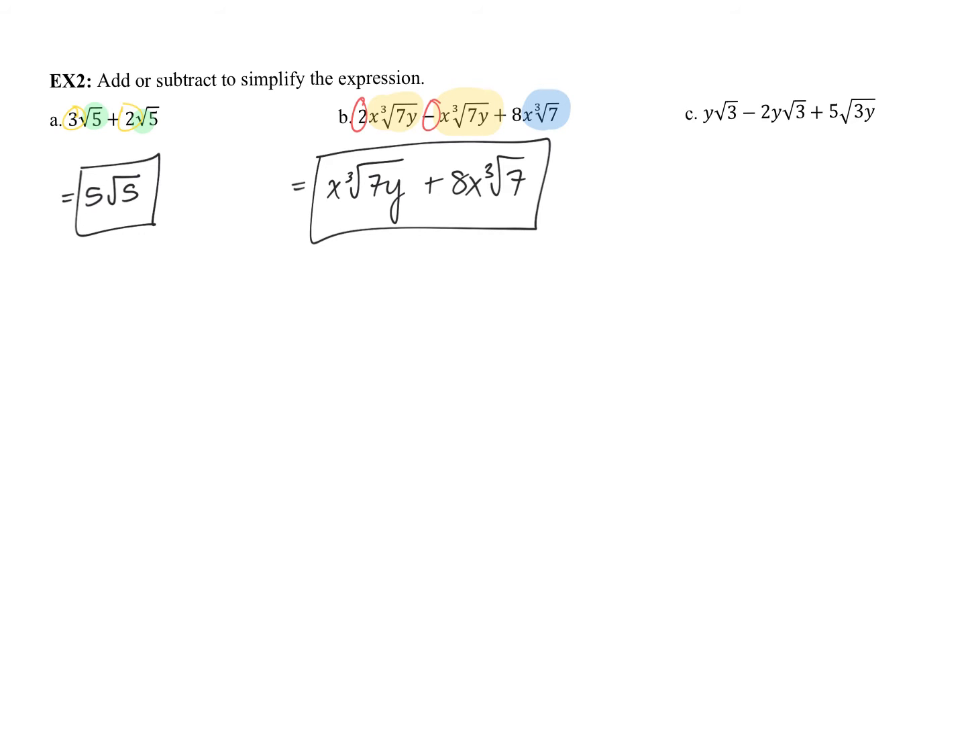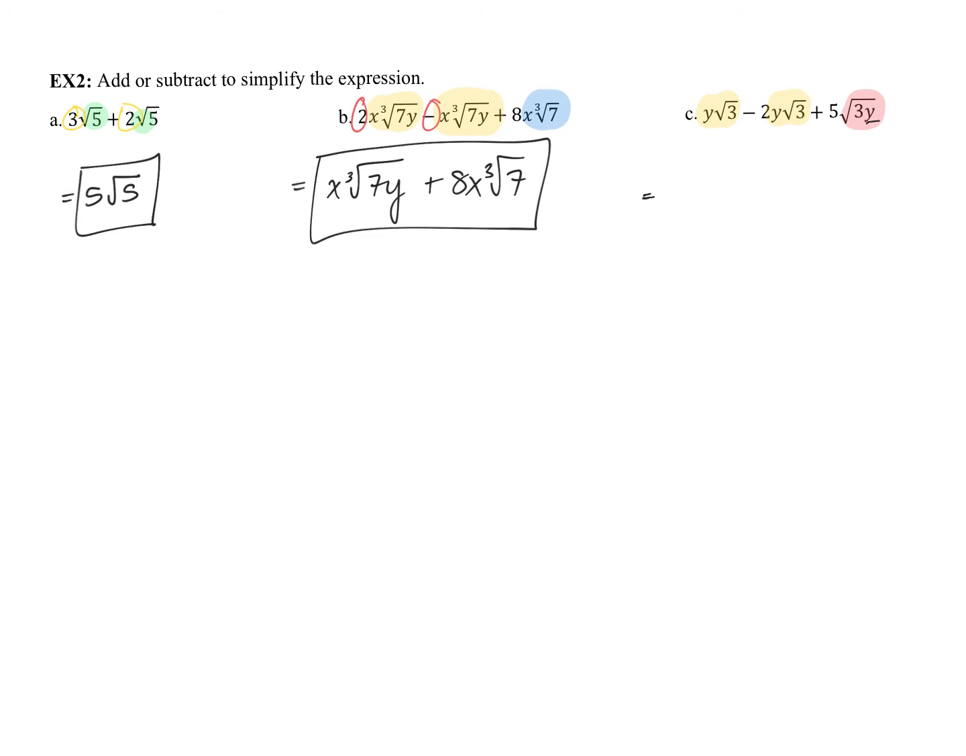Now the last one. Once again, always check to make sure they are like terms. We have a y cube root 3. Ooh, another y cube root of 3. Oh, this one's sneaky. Sorry, those weren't the cube roots. That's a y square root of 3. This one's sneaky. The y is inside, but that means it's different. The other ones have the y outside the radical. This one has the y inside.